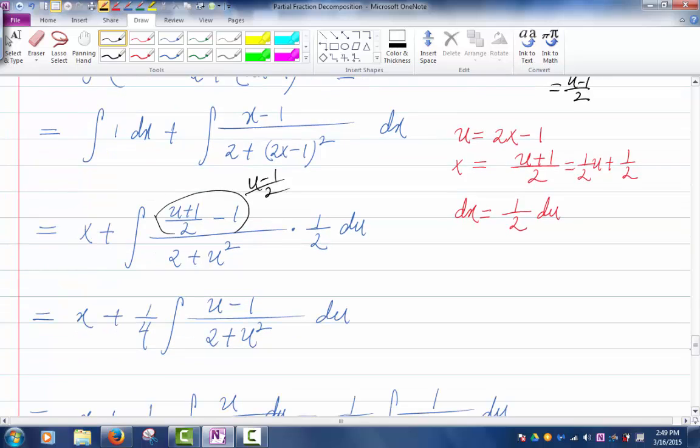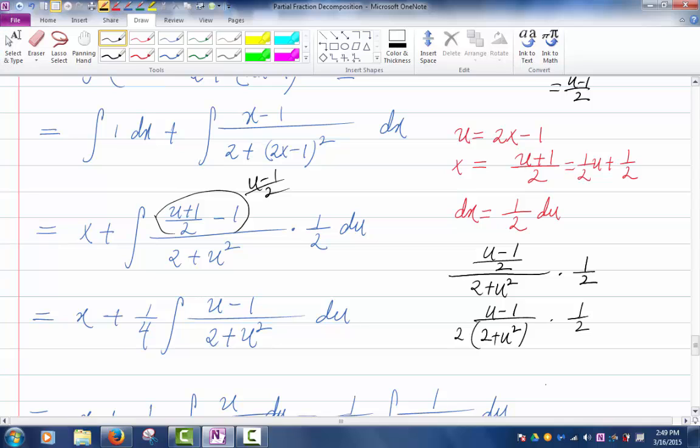Now, what do you have then? You have (u minus 1) over 2, divided by 2 plus u squared, times a half. What is that equal to? Well, that's the same as (u minus 1) over 2 times 1 over (2 plus u squared) times a half. And then I get 1/4 times (u minus 1) over (2 plus u squared). It simplifies down to that. Is everybody okay?